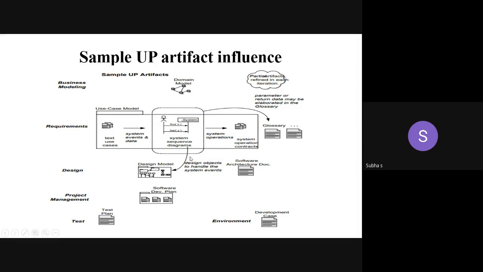It is used to handle all the system events. From where do we get the system events? From the requirements, we are getting the system events. There is one arrow mark here, from the system sequence diagram, connecting to the design model.